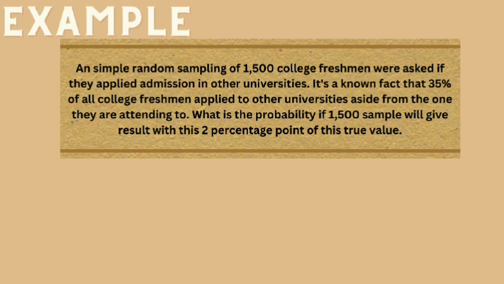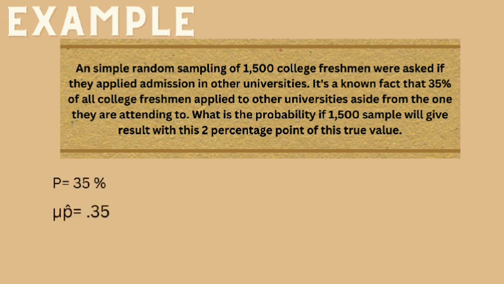For example, a simple random sample of 1,500 college freshmen is asked whether they applied for admission to other universities. It's a known fact that 35% of all college freshmen applied to other universities aside from the one they are attending. What is the probability that the 1,500 sample will give a result within 2 percentage points of this true value?